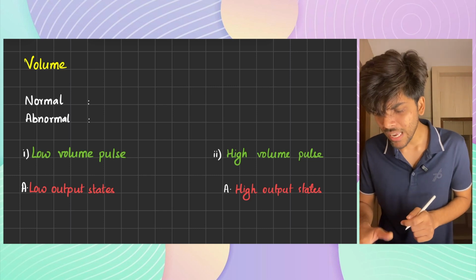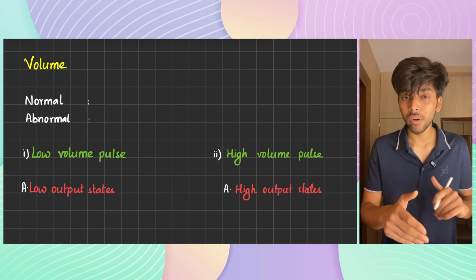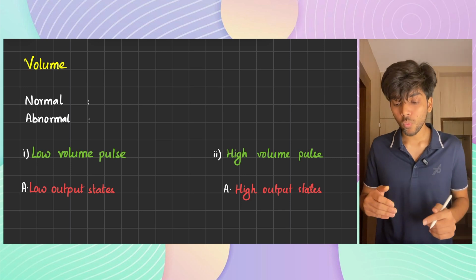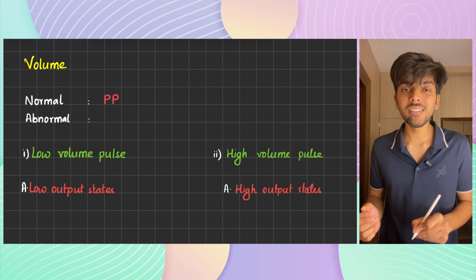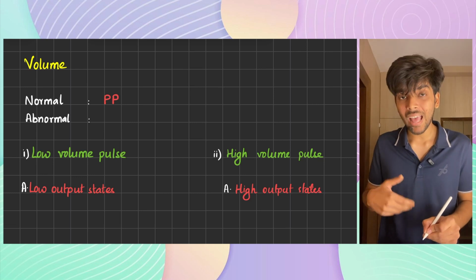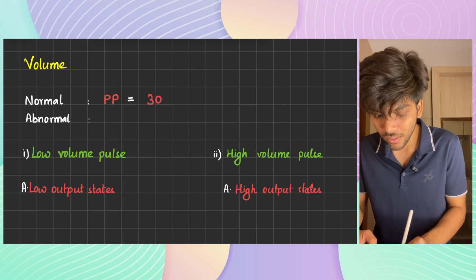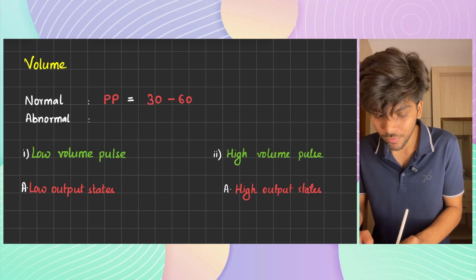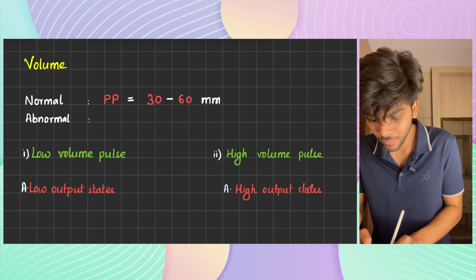The volume of pulse is actually assessed by taking blood pressure, right? Not by palpating, but by taking blood pressure. So what you find out is the pulse pressure. Pulse pressure is systolic blood pressure minus diastolic blood pressure, and the normal pulse pressure is within the range of 30 to 60 mm of Hg.